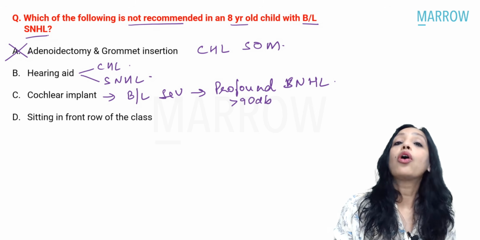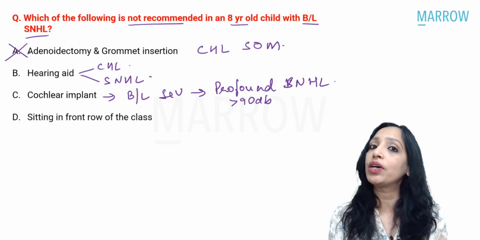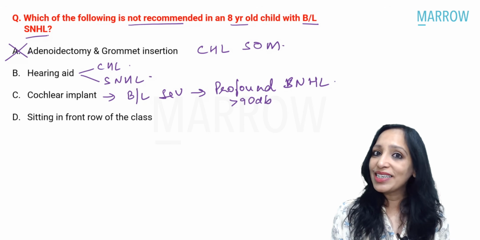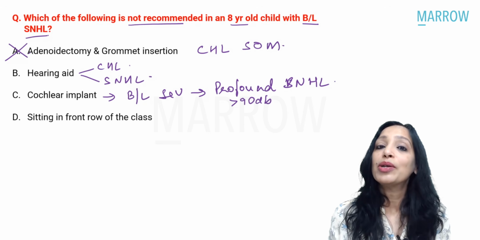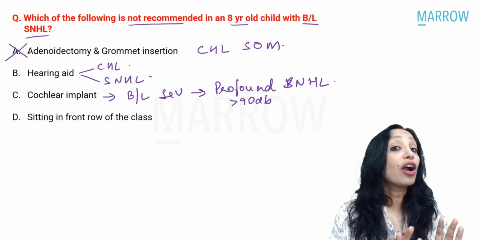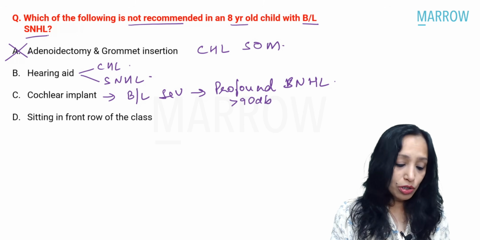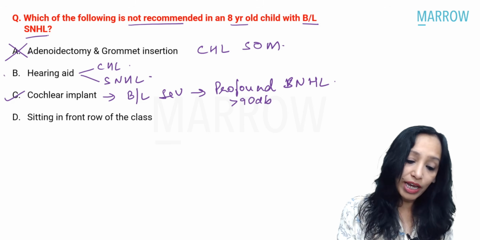We go for cochlear implant, and whenever we go for cochlear implant, it is mandatory to give a hearing aid trial because hearing aids are not invasive. So if the patient benefits by the hearing aid trial, then that is not an indication for cochlear implant. Now, can we go for cochlear implant also here? Yes, we can go for cochlear implant. We can go for hearing aid.